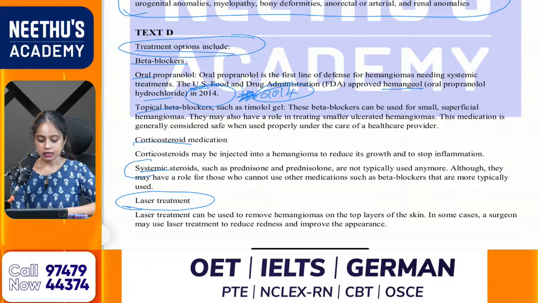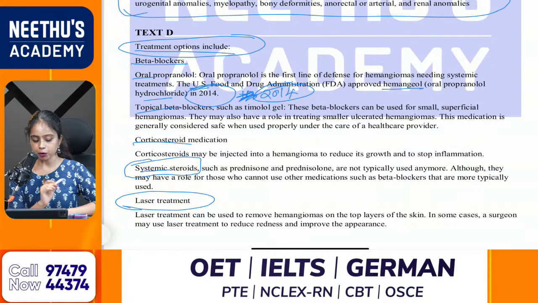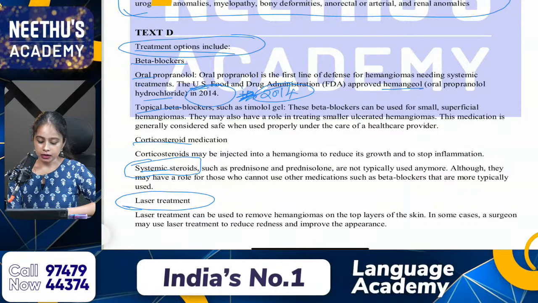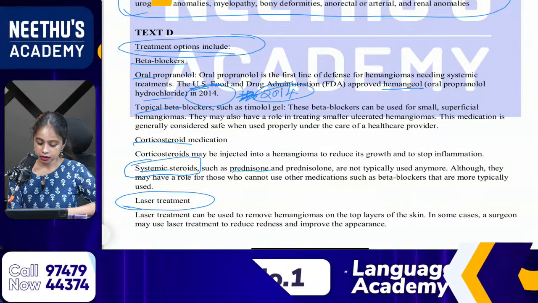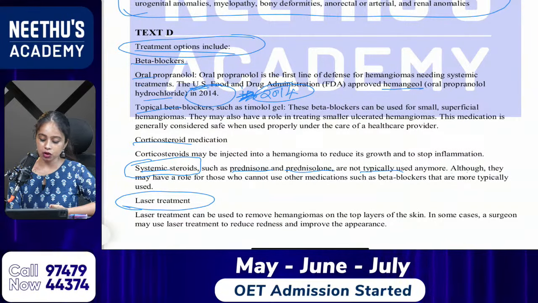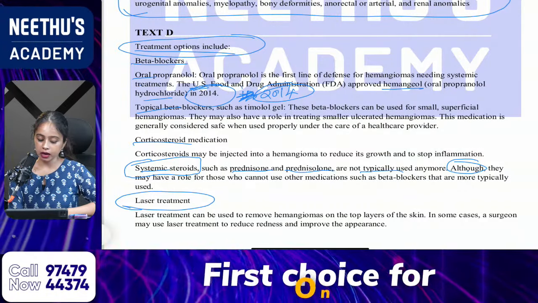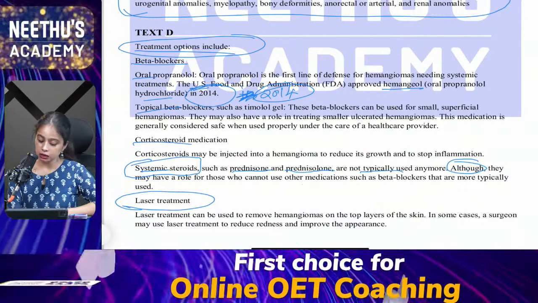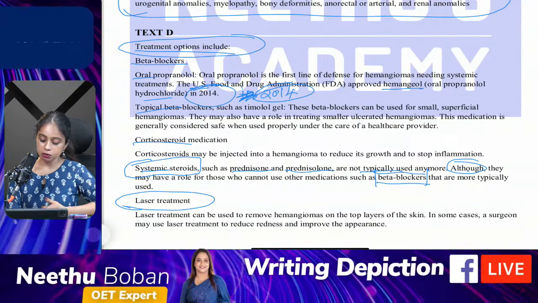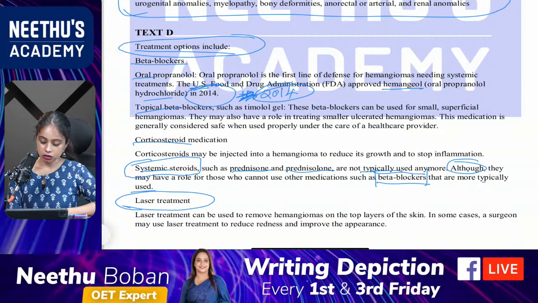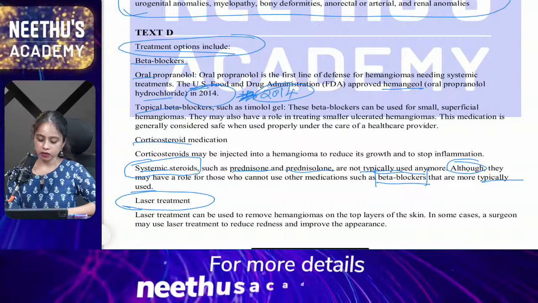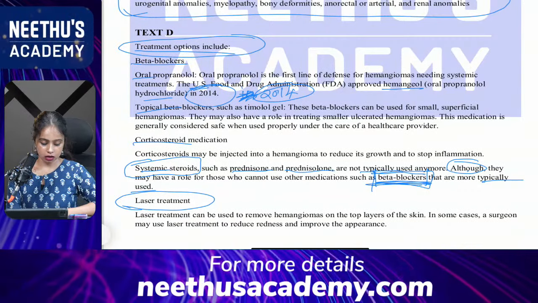So here, systemic steroids is the important keyword. Then, such as prednisone and prednisolone are not typically used anymore, although they may have a role for those who cannot use other medications such as beta blockers that are more typically used. So which medications can be used instead of systemic steroids? That should be beta blockers.